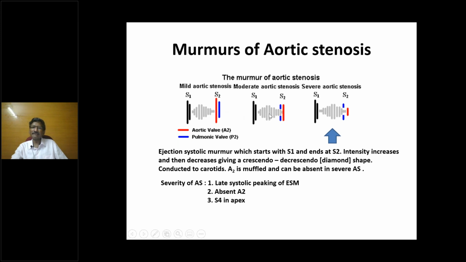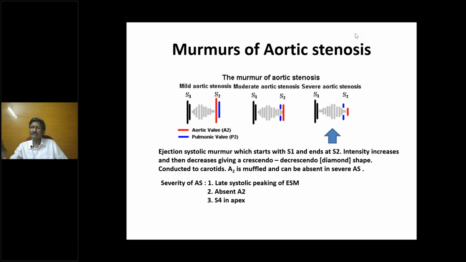As the severity increasing, are you able to appreciate that the S2 is getting delayed and it is getting smaller? So don't bother about the splitting, reverse splitting. It may be very difficult at your level. So let's bother only about the intensity of S2. So S2 is normal here, muffled here, and maybe absent in this thing. Okay. So main thing what you need to concentrate on the auscultation is the ejection systolic murmur. Ejection systolic murmur. So it will have typical ejection character.